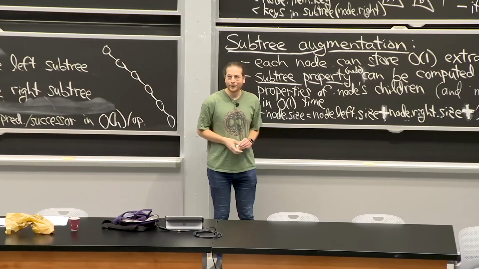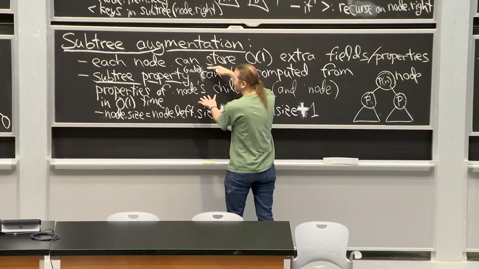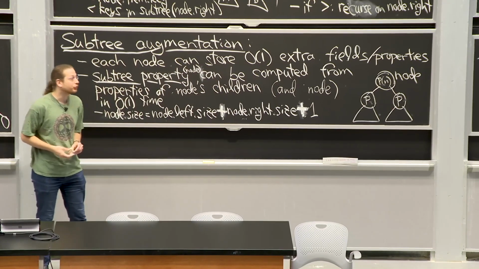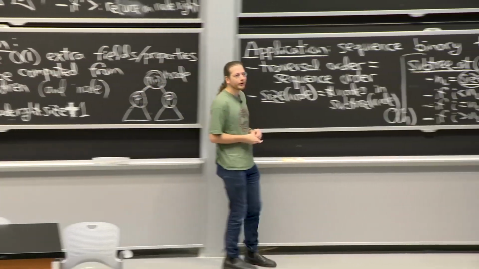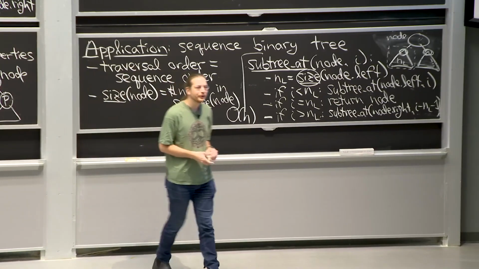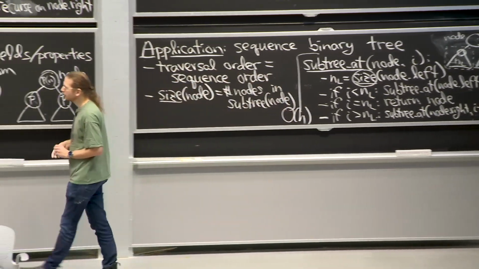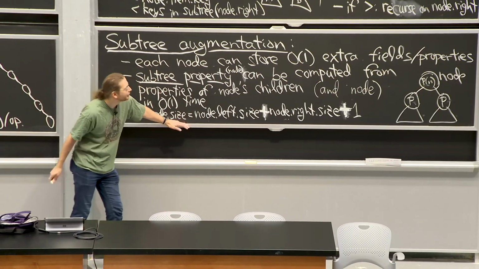So I claim that as long as my property has this feature, I can maintain it dynamically as I'm changing the tree. Now, this is a little bit of a forward reference because we haven't said exactly how we're going to change the tree yet. But question? If node.size is recursive, how is it happening in constant time? Good question.